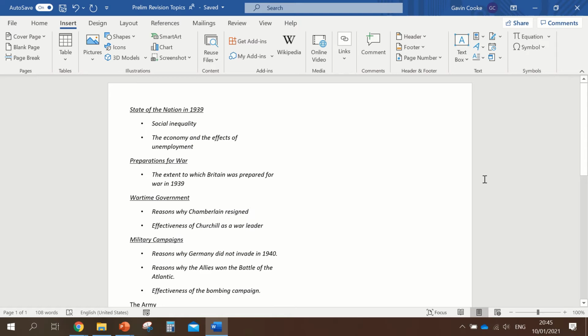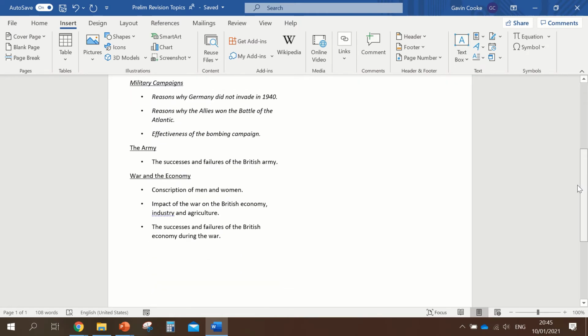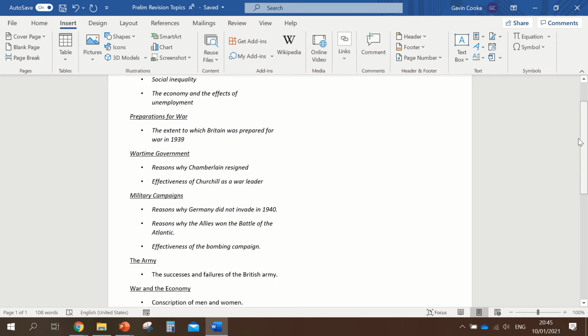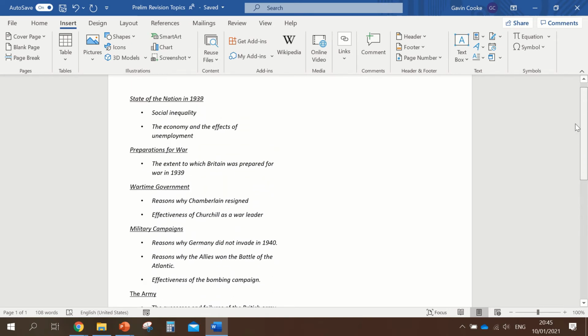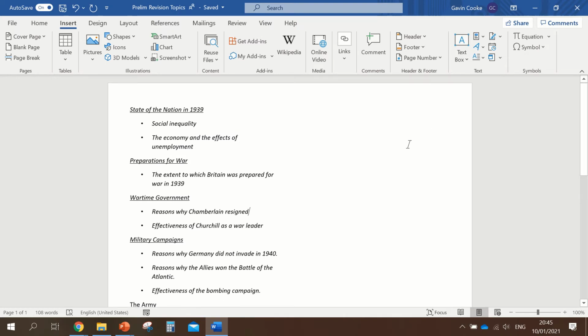So just to briefly go through the various aspects, there's not a huge number. There's basically only 5 or 6, depending on how you want to break it up, different topic areas. The first one is the situation in the 1930s. It's called the State of the Nation in 1939. That looks at social inequality, the economy and the effects of unemployment. So it's basically looking at what life was like in the 1930s for people in Britain.